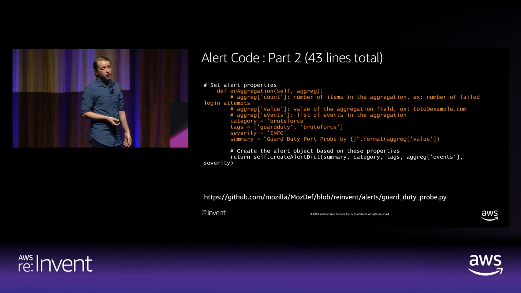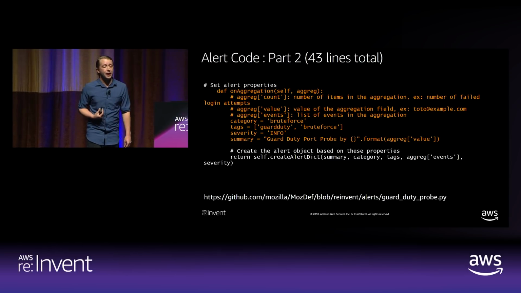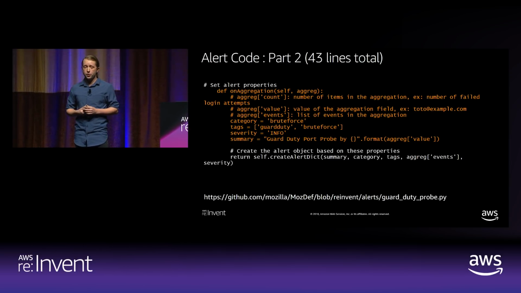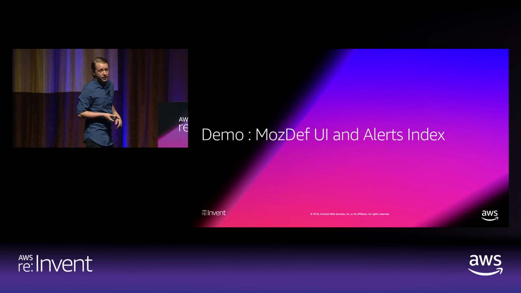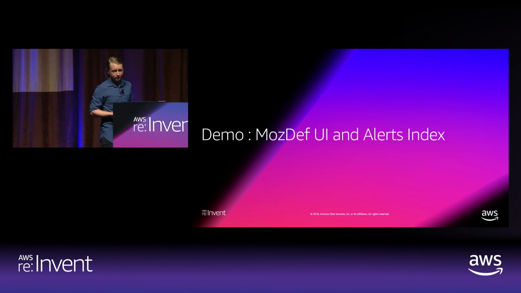This is an example here of an alert that adds a GuardDuty event for brute force to the pipeline. So let's have a look at the UI here.